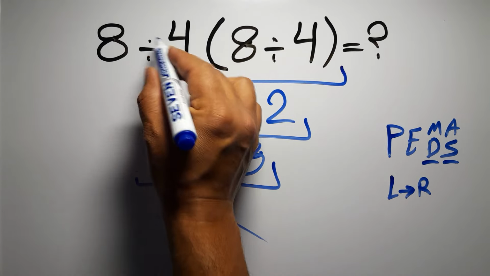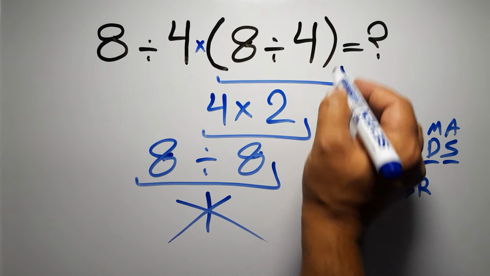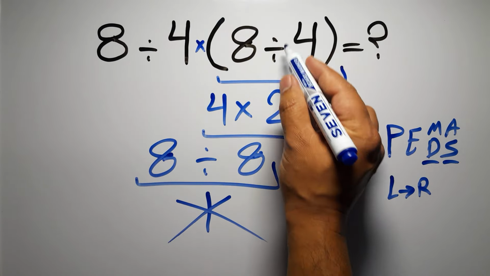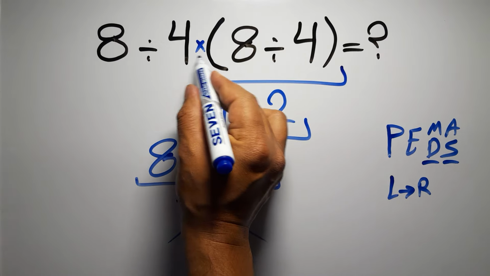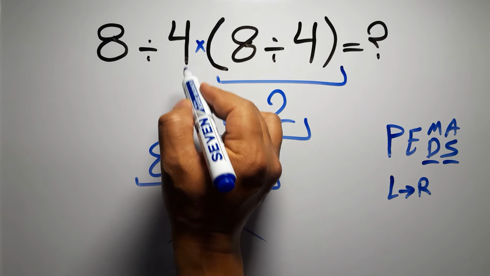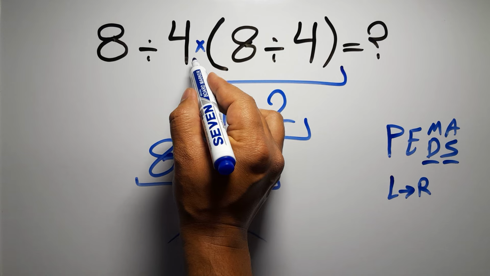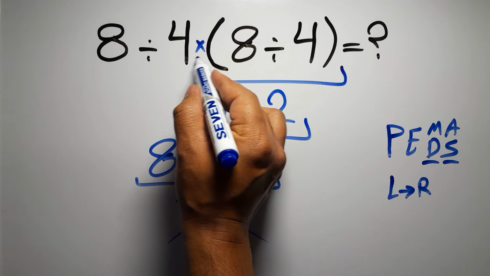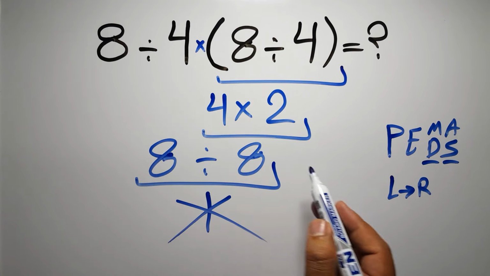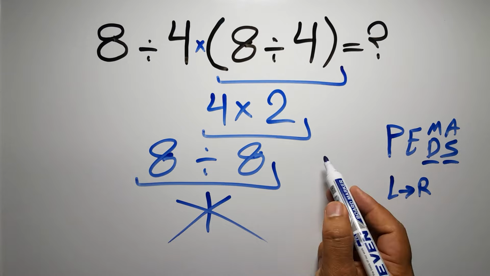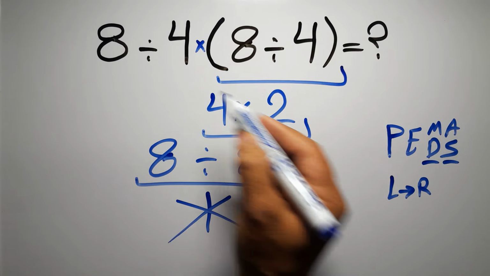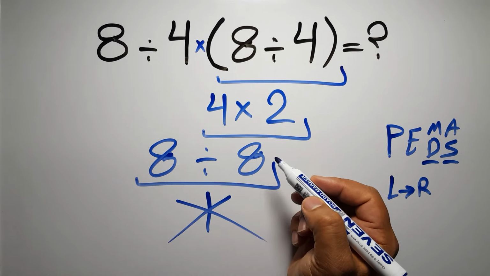In this expression, we have one division, one multiplication, and one parenthesis. Inside this parenthesis, we have one division. Here we have a multiplication, because in mathematics, when a number is placed next to parentheses, it means multiplication. And we usually don't write the multiplication sign for brevity. Okay, so according to the PEMDAS, first we have to do this parenthesis, then this division, and finally this multiplication.